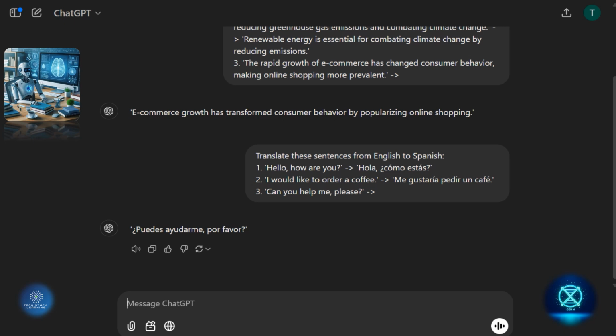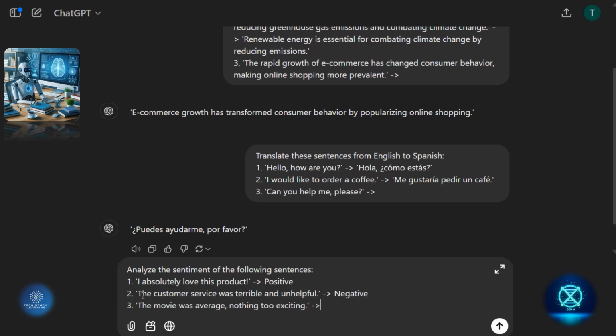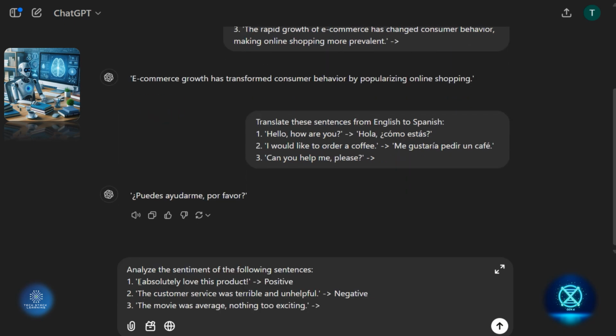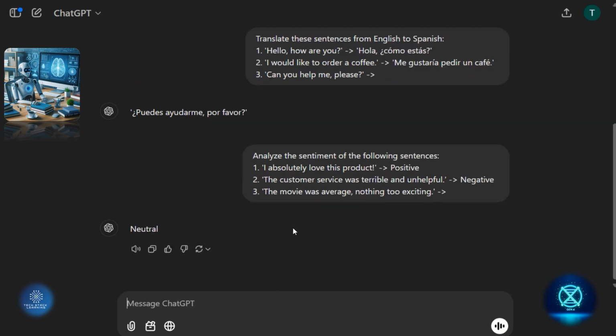Okay, now let's see how we can do sentiment analysis, by giving an example to the Gen AI. This is how it looks, and give me the sentiment analysis for this, right? So I say, analyze the sentiment of the following sentences. I give an example: I absolutely love this product, which is positive. The customer service was terrible and unhelpful, which is negative. So let's see the third one: the movie was average, nothing too exciting, right? Let's see how it is going to respond. It's a neutral.